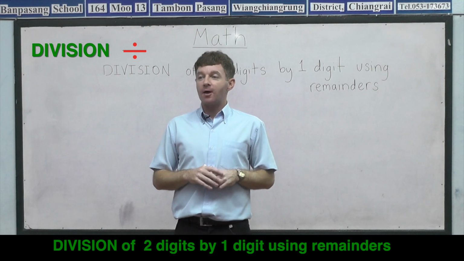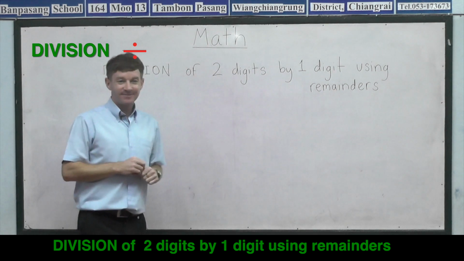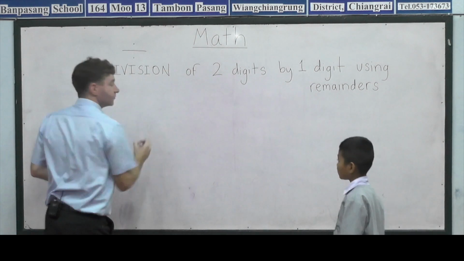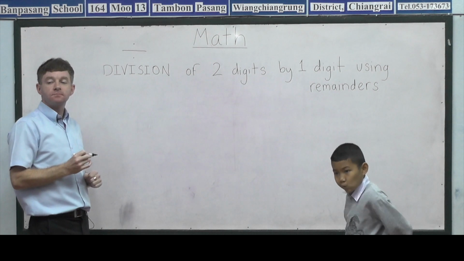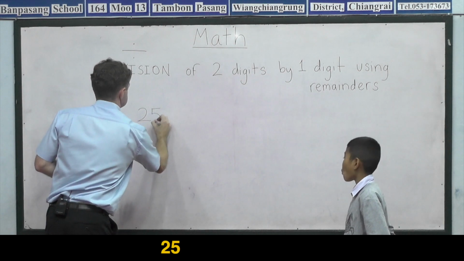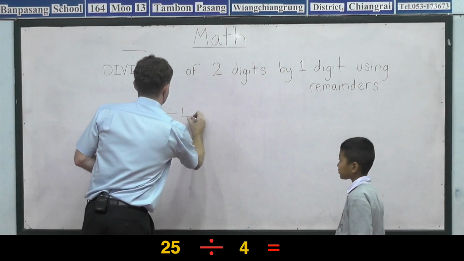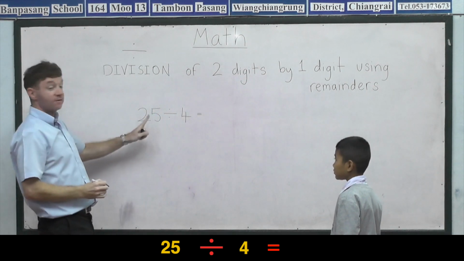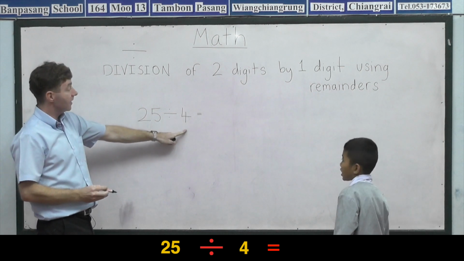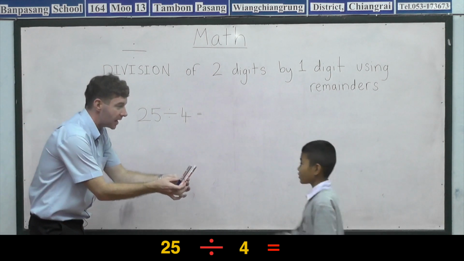I would like a volunteer. Who would like to help me? Bangpon, can you come and join me, please? Excellent. Okay, so let's see. We'll begin with, somebody give me some two-digit numbers. 25 divided by 4. Okay, we'll go. 25 divided by 4 equals, Bangpon, over to you. Would you like black or blue?